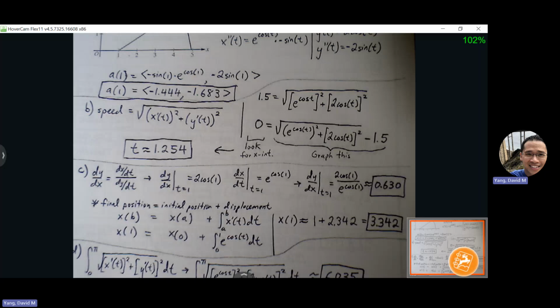Then find the x coordinate. We have our horizontal component. We know we're looking for x of 1. We know x of 0 is 1. So I like to go to final equals initial plus displacement for my x horizontal components to get to my x of 1.